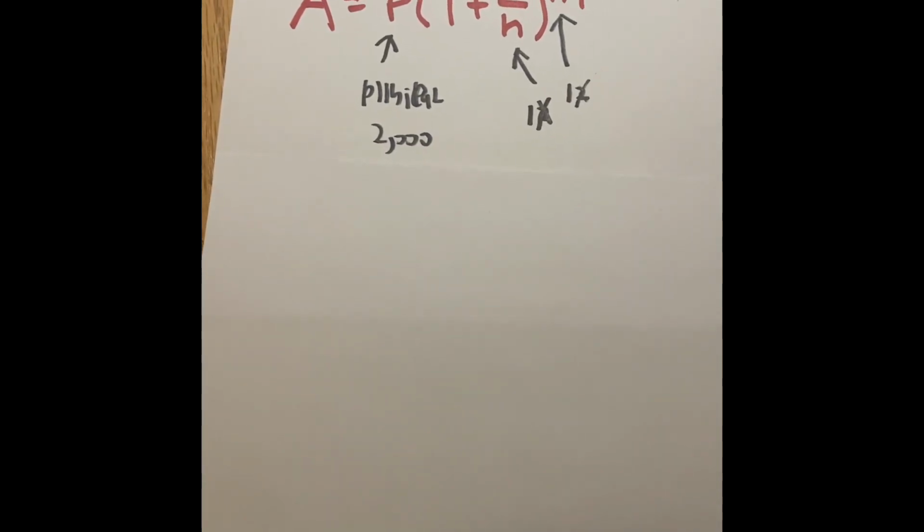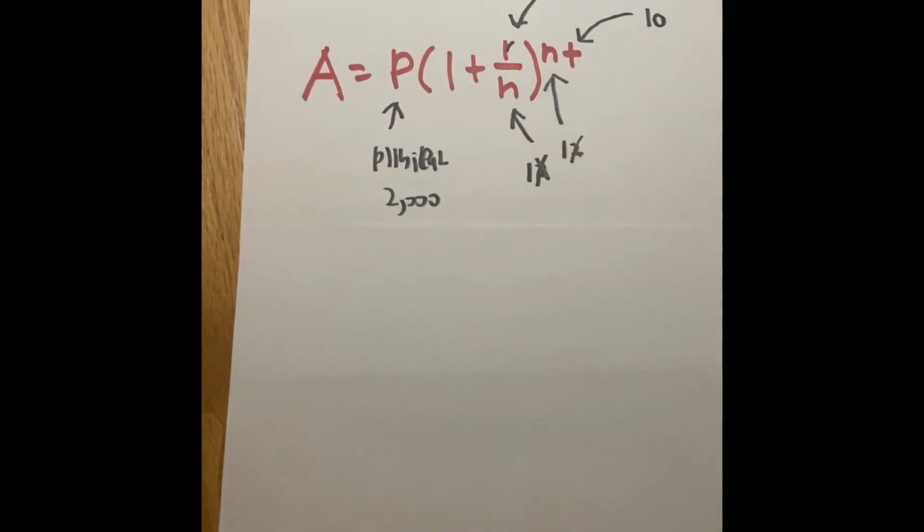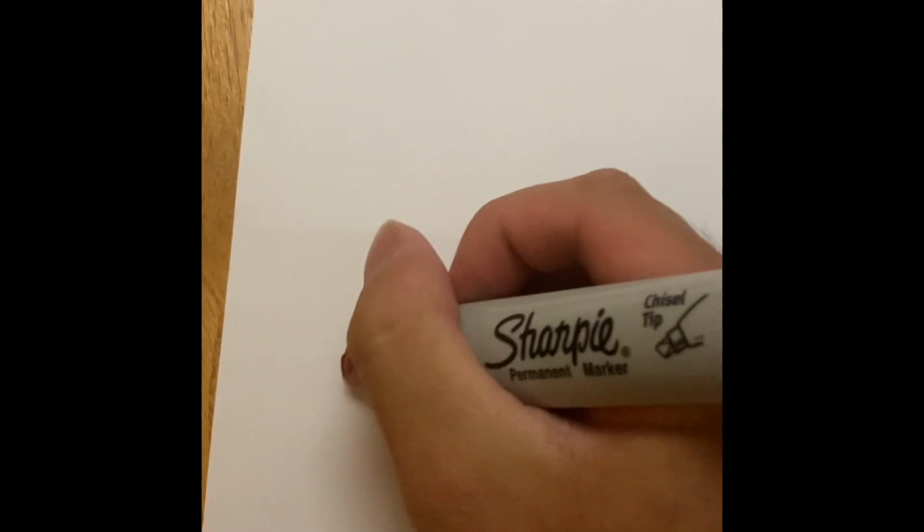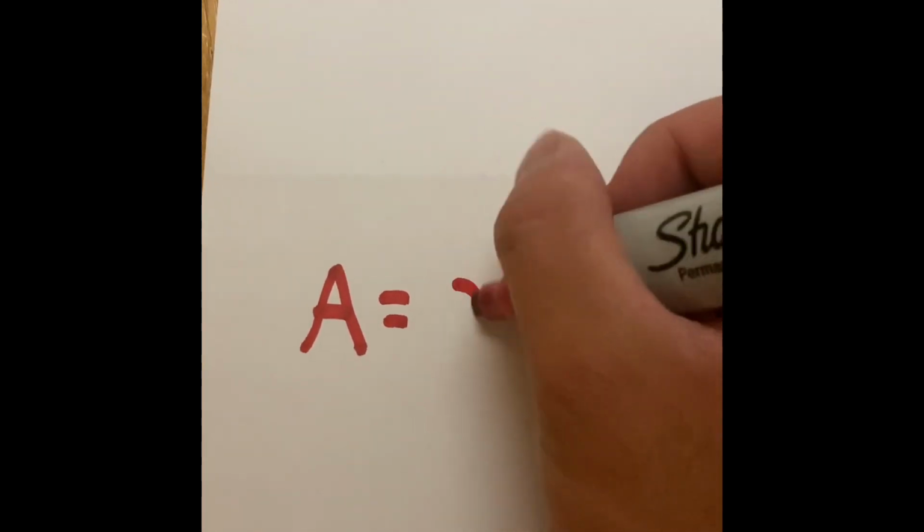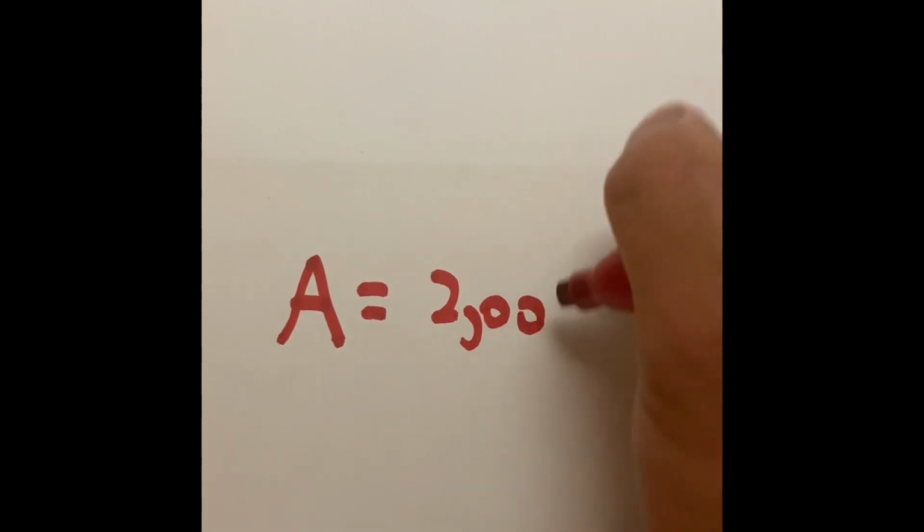So what we have is our answer, or accumulated wealth, is going to equal 2,000.